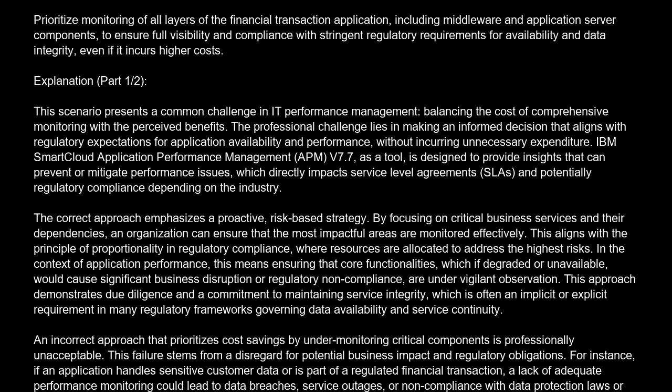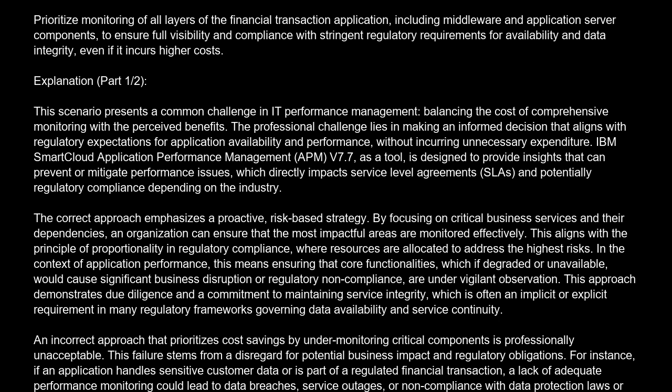Explanation. This scenario presents a common challenge in IT performance management: balancing the cost of comprehensive monitoring with the perceived benefits. The professional challenge lies in making an informed decision that aligns with regulatory expectations for application availability and performance, without incurring unnecessary expenditure. IBM SmartCloud Application Performance Management (APM) v7 as a tool is designed to provide insights that can prevent or mitigate performance issues, which directly impact service level agreements, SLAs, and potentially regulatory compliance depending on the industry.